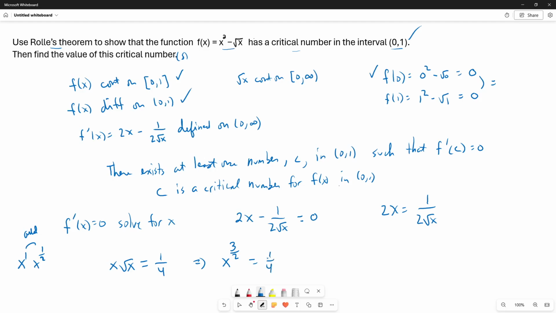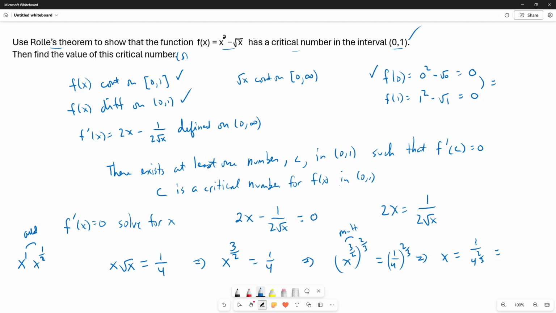And when you have x to a power equal to a number, then you raise both sides to the reciprocal of that power, in this case, 2/3. So x is equal to 1/4 to the 2/3. So multiply these exponents to get 1, which is why we did that. And then we get 1/4 to the 2/3. There's an answer.